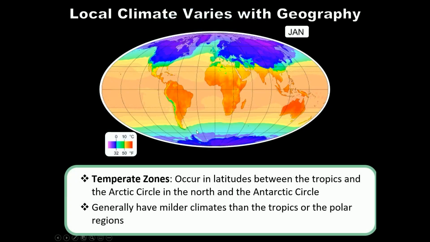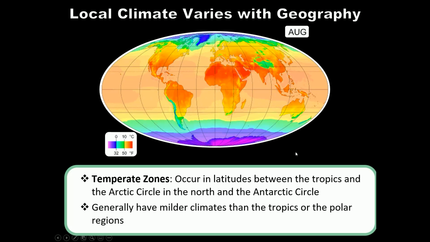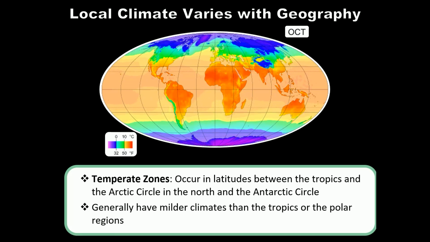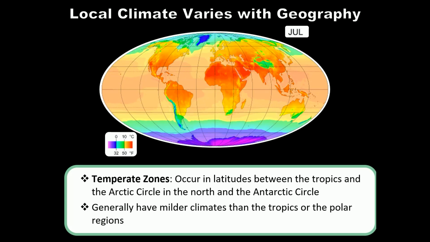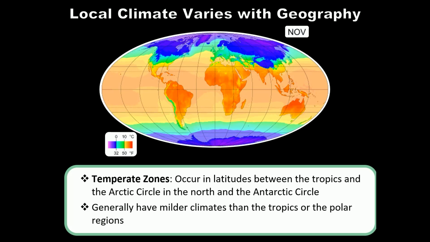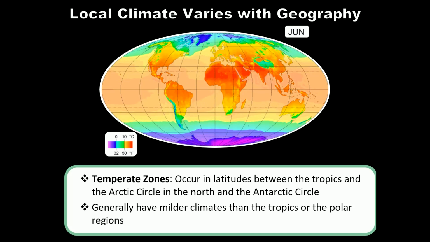If it were not for the effect of the air currents mixing the moisture of the air and the precipitation, and the air currents bringing warm air from the equator up to the temperate zones, it would be much, much colder where we currently are. So temperate zones occur at latitudes between the tropics and the Arctic Circle, or the Antarctic Circle, depending on which hemisphere you happen to be in. And they generally have milder climates than the tropics or the polar regions.